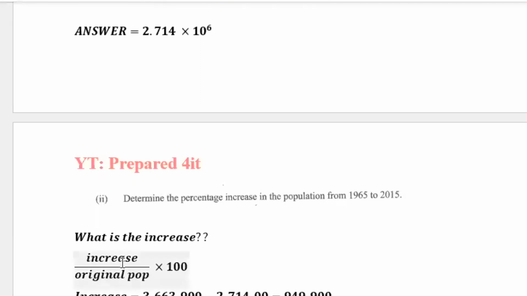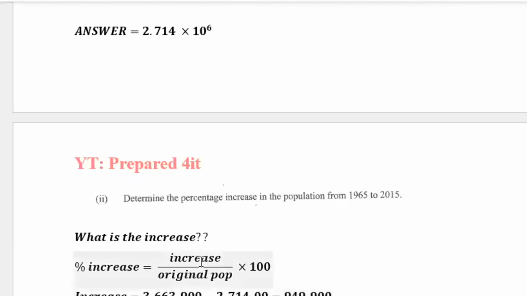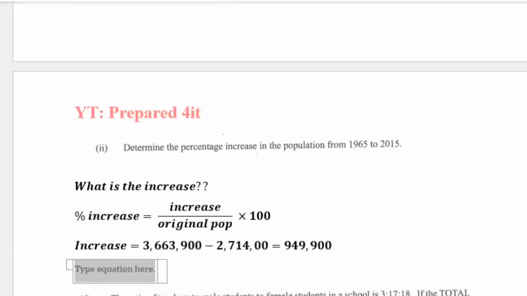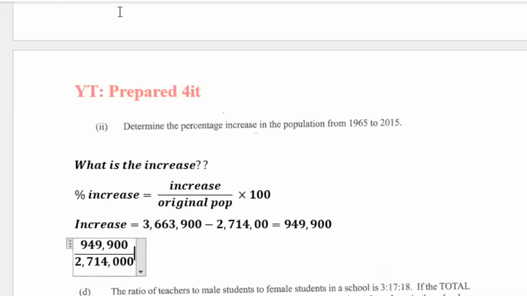So now, can anybody, this formula is the one that gives us the percentage increase. So what would be our percentage increase? I've already worked out what the increase is. You know what the original population is, and you're multiplying that by 100. Very good. 35%. So we're expressing the 949,900 over the original population, which is 2,714,000, and that is being multiplied by 100.